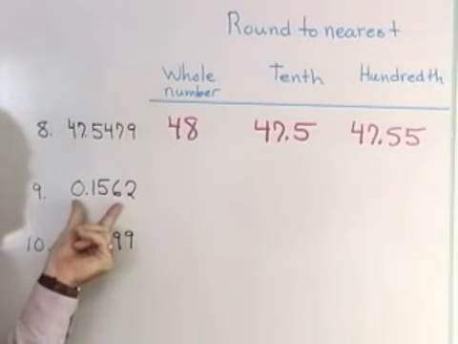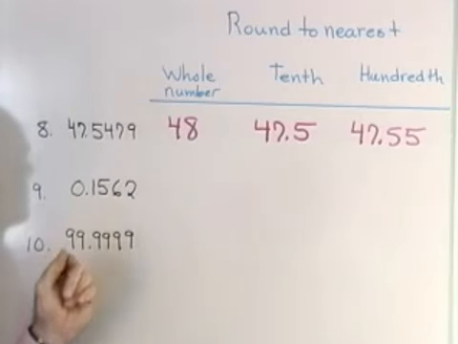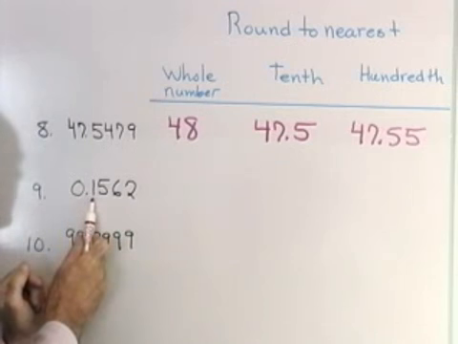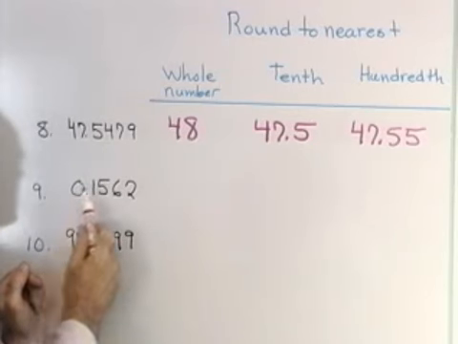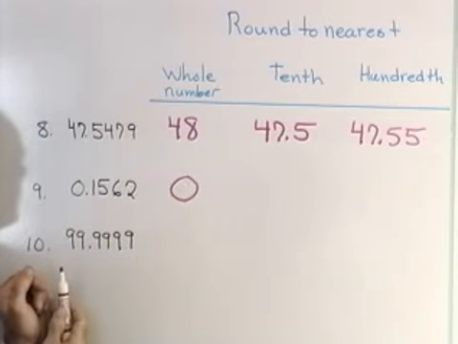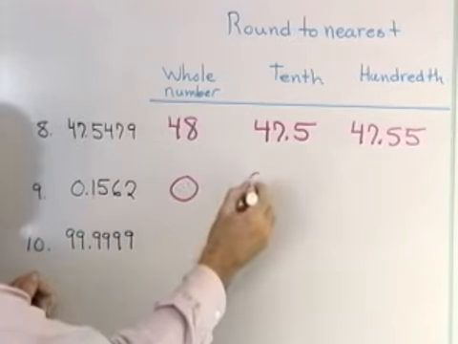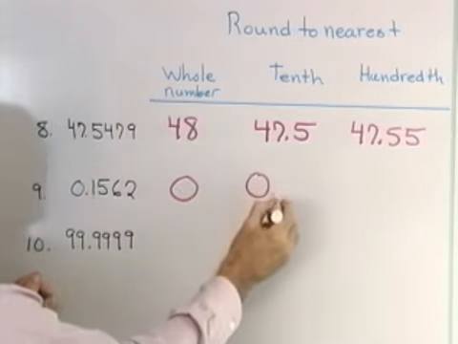How about 0.1560? To the nearest whole number, here's my whole number place. Just to its right is a 1. That number is less than 5, so I'm not going to add anything to this digit. It simply rounds to 0. To the nearest tenth, that's this column. Just to its right is a 5, so I add 1 to the tenths column, 0.2, and I drop all the digits to the right of that.